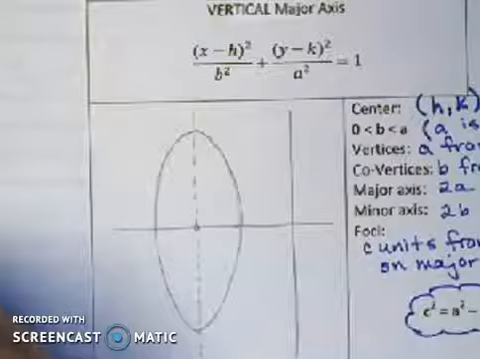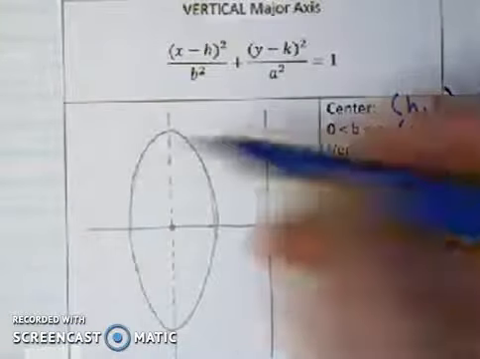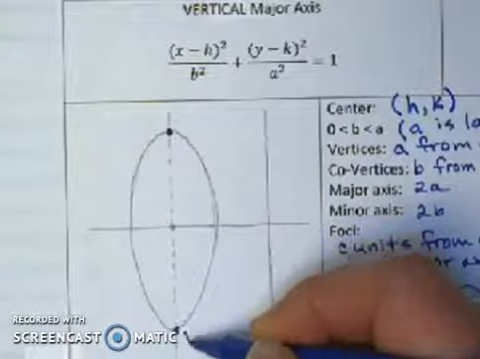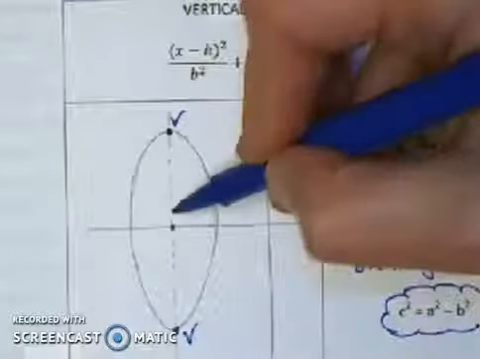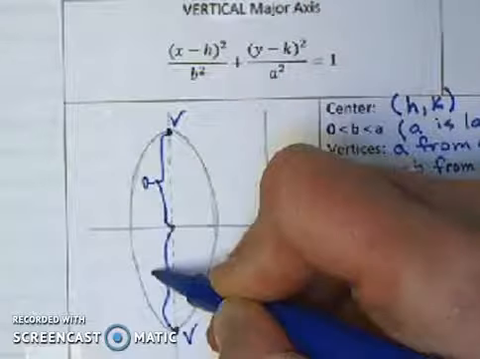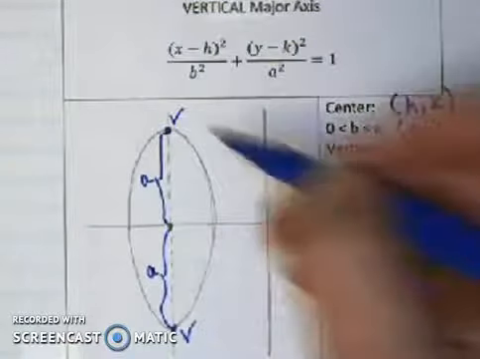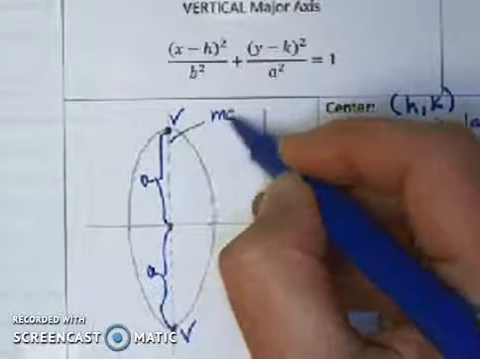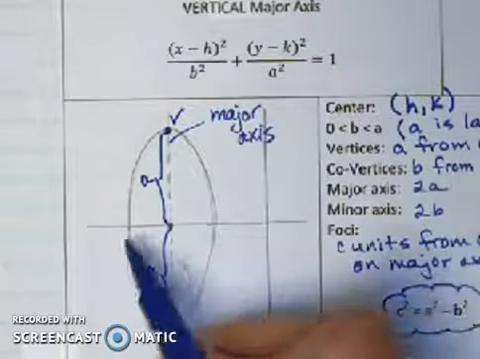Let's quickly look at the vertical axis. It is very similar in that you still have all the same parts, right? These are the vertices. You have the center. You have a distance that goes up and down to the center. And so your major axis here is 2A. Okay, this one is my major axis. This one is my minor axis.